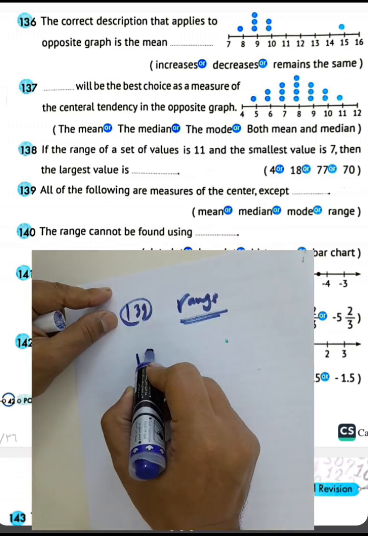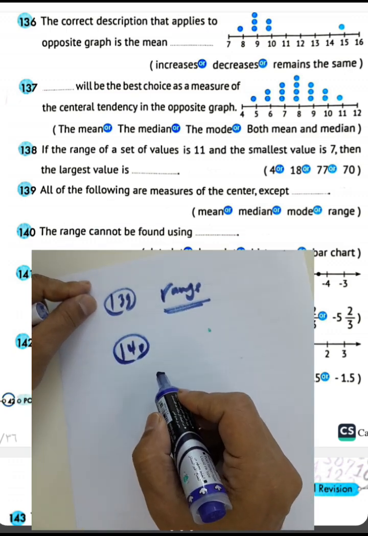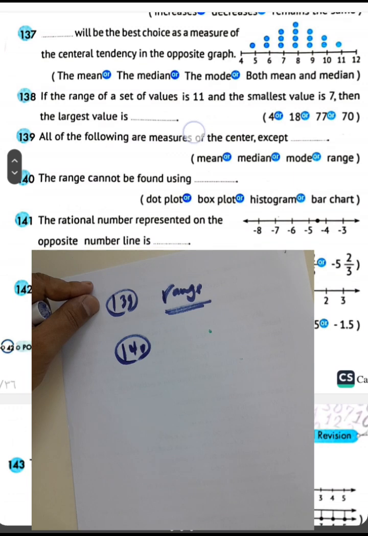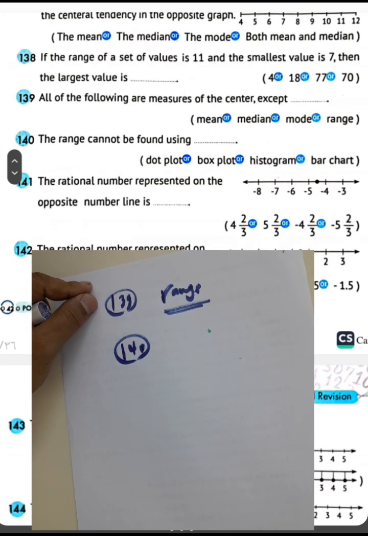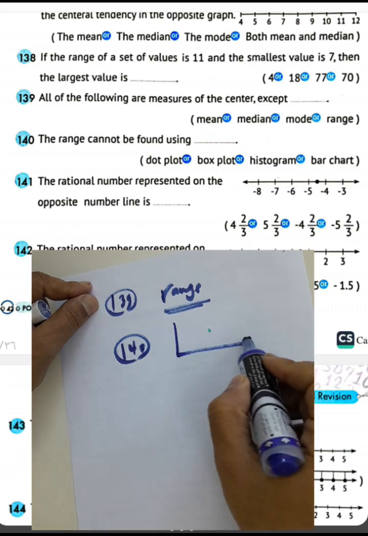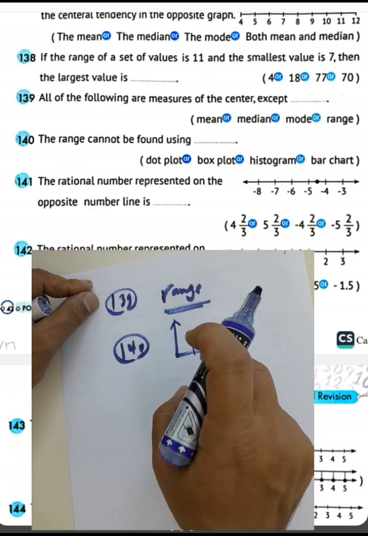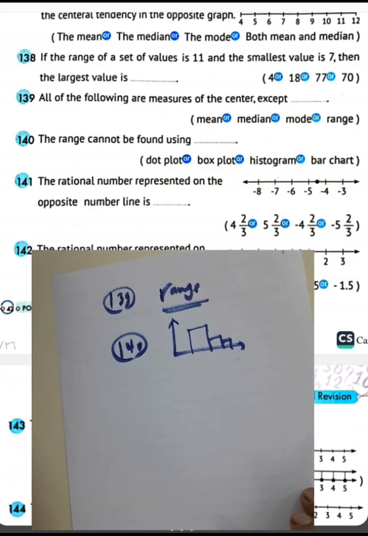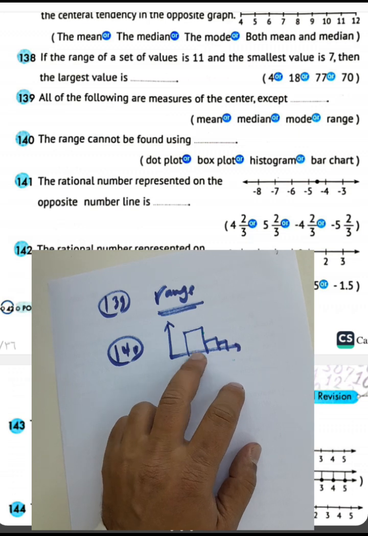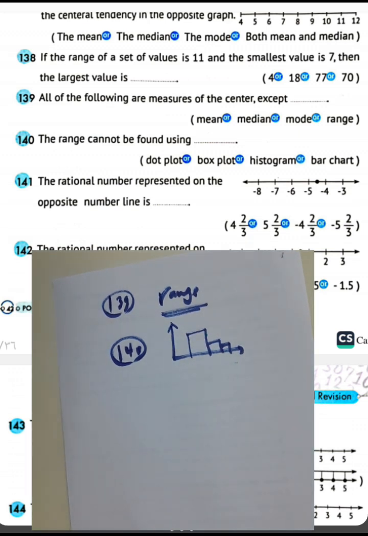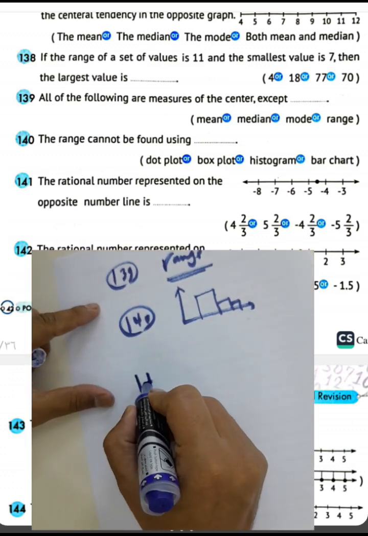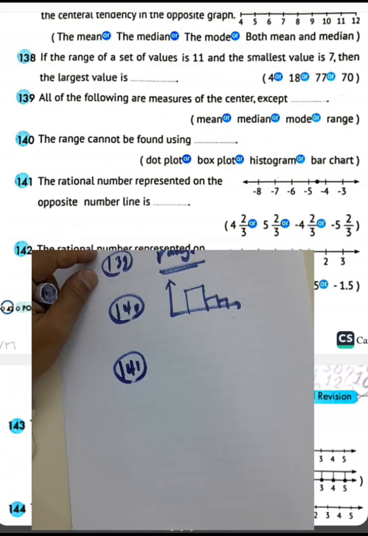Question 140. The range can't be found using what? We can't find it by using a histogram because we have intervals. Okay, you can't find the range in the histogram because we have intervals here and with intervals we can't find the range.